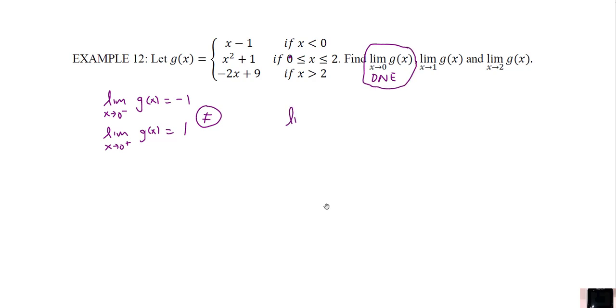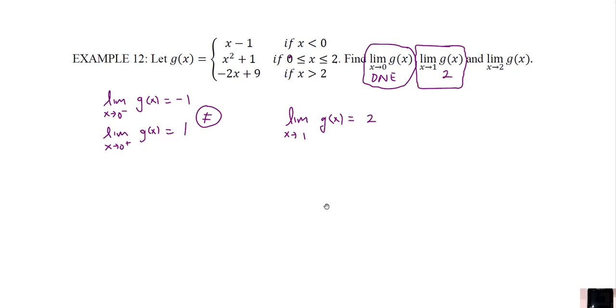Second problem, how about the limit as x approaches 1 of g of x? 1 is completely inside of the interval 0 to 2. So if I'm approaching 1 from the left or the right, as long as I'm close to 1, I'm just going to be on this parabola. So there's no piecewise issues we have to worry about at all. So 1 squared is 1, 1 plus 1 is 2. There's your final answer. This limit would be 2.